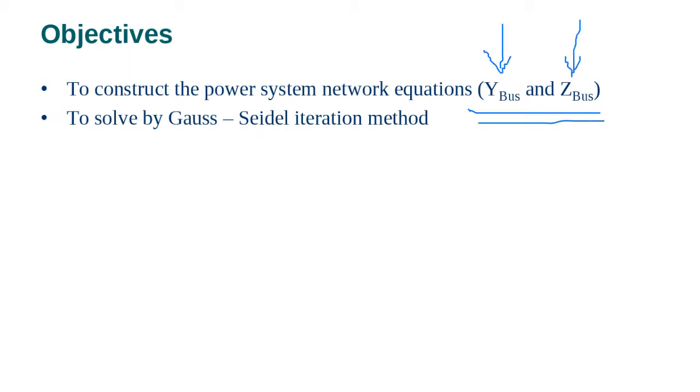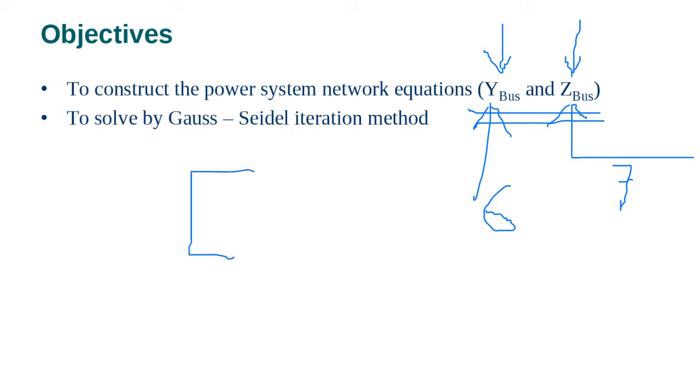We use the admittance matrix in power flow, and we use the impedance matrix in fault analysis, chapter 7. So this will be chapter 6, and this will be chapter 7. Z bus is basically the inverse of Y bus. So it's just the inverse of the Y bus.